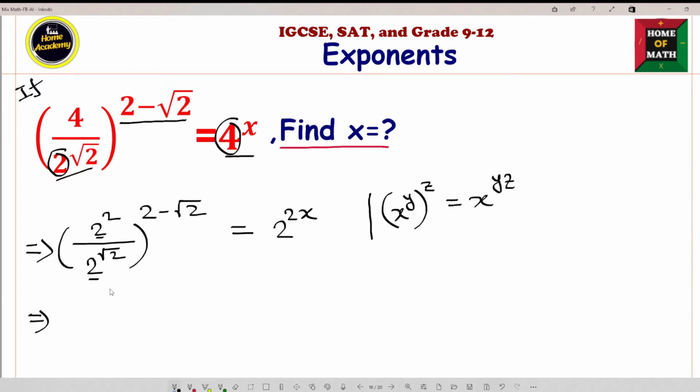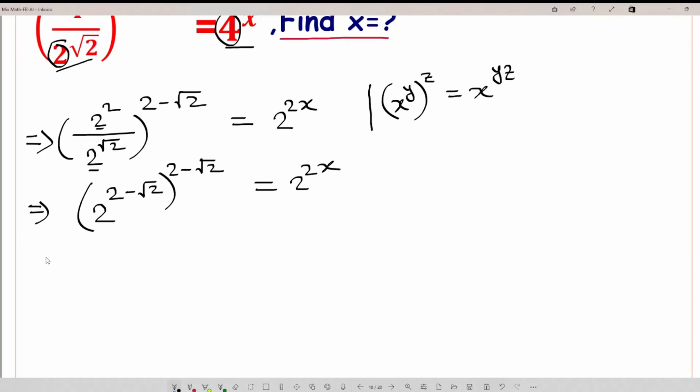Now here the bases are the same, right? So if bases are the same, in division the powers will be subtracted. So we can write 2 to the power 2 minus root 2, and whole to the power 2 minus root 2, equals 2 to the power 2x. Okay, now this one we can write as 2 to the power 2 minus root 2, whole squared, equals 2 to the power 2x.